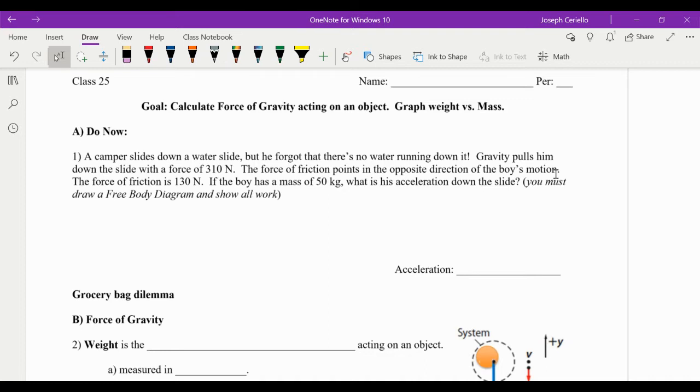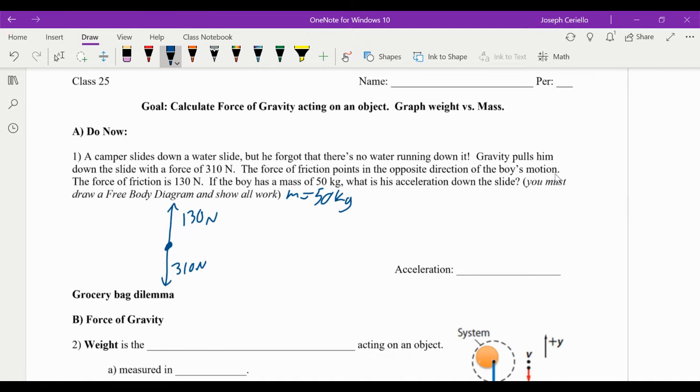Okay, cool. So the camper slides down a water slide, but he forgot there's no water running down it. Oh no. Gravity pulls him down the slide with a force of 310 newtons, but the frictional force points in the opposite direction of his body's motion, and it is 130 newtons. If the boy has a mass of 50 kilograms, m equals 50 kilograms, what is his acceleration down the incline?